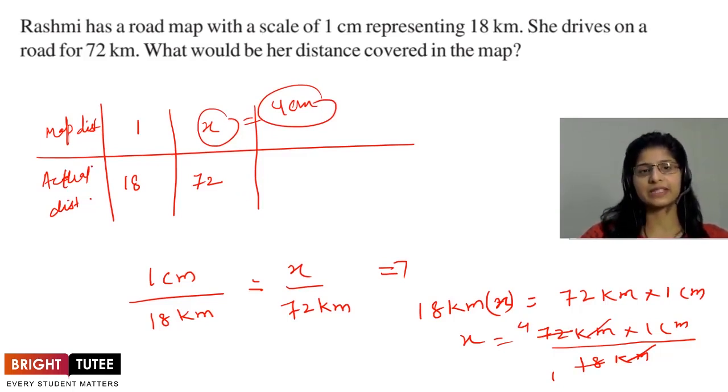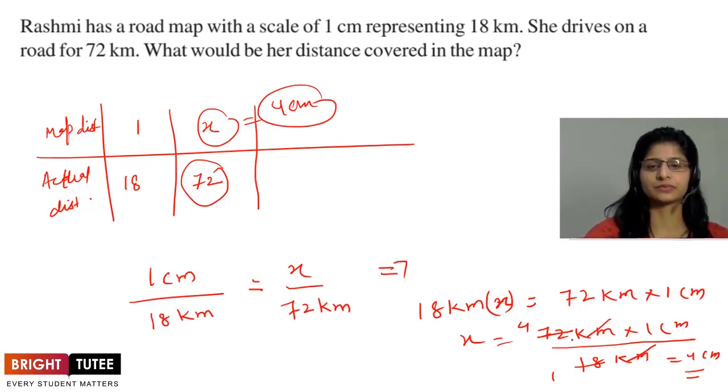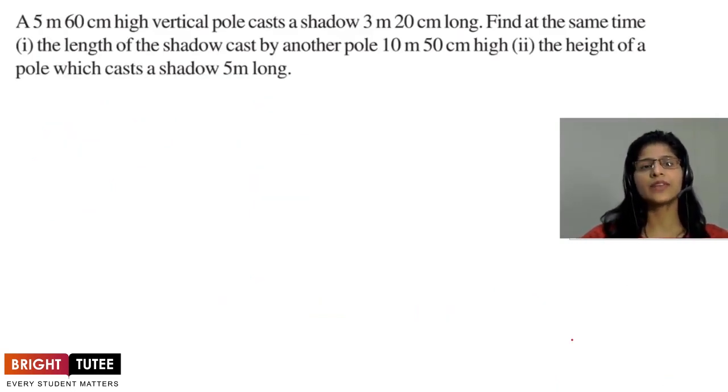That means the map distance is 4 centimeters and the actual distance that she is covering is 72 kilometers. There is a huge difference, right? So this is how we calculate. I hope this makes sense to you and the question is clear. Now there is another question. It says a 5 meter 60 centimeter high vertical pole.